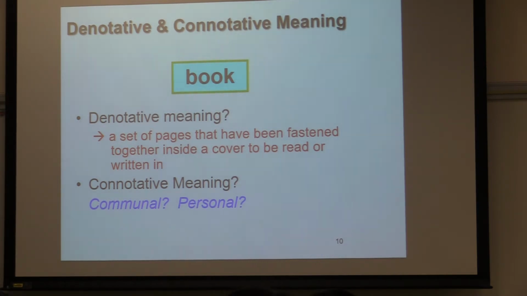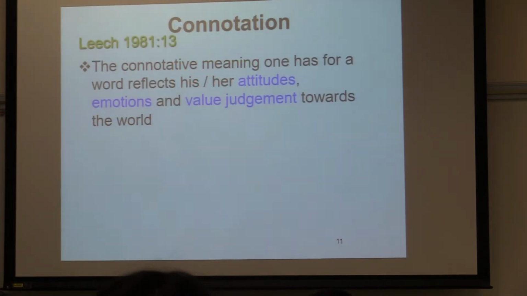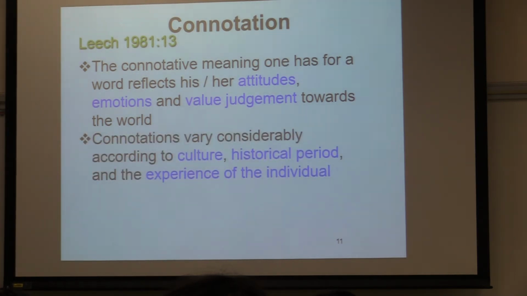There would be a dimension which is personal. According to this specialist, Leach, the connotative meaning one has for a word reflects his or her attitudes, emotions, and value judgment towards the world. So we can't say your interpretation of this word is wrong, because we cannot make this kind of judgment, because everybody has a different experience. And also connotations vary considerably according to culture. Do you agree? Historical period and experience of the individual. Do you agree?